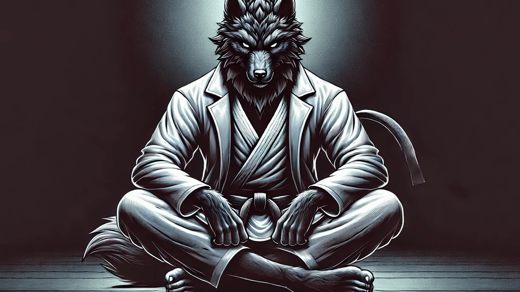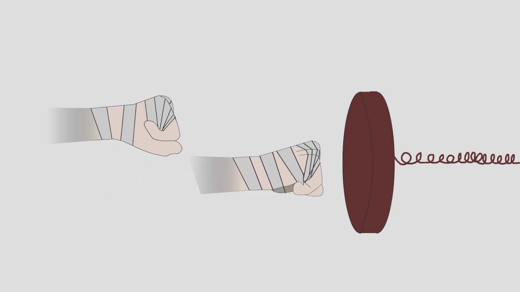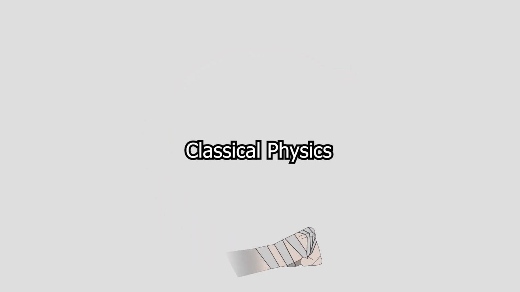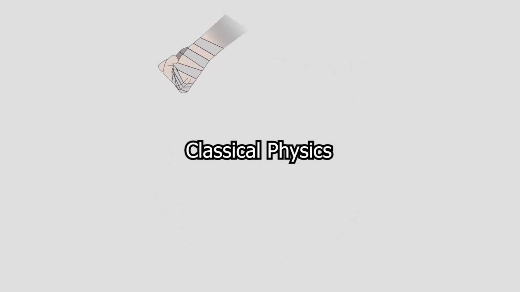Welcome, science hunters! In our previous video, we explored how to utilize linear motion when throwing a punch by delving into the physics of linear motion. In this video, we will learn about the physics of rotational motion, another fundamental area of classical physics, and apply this knowledge to our punches.